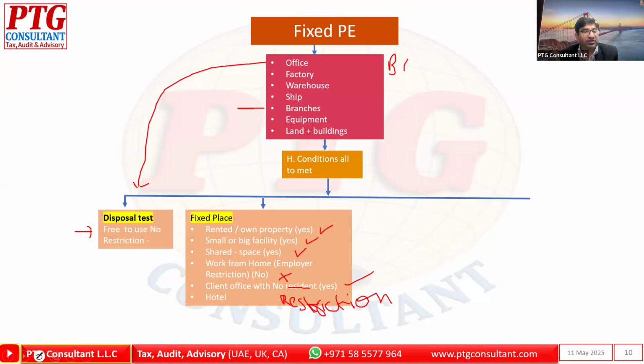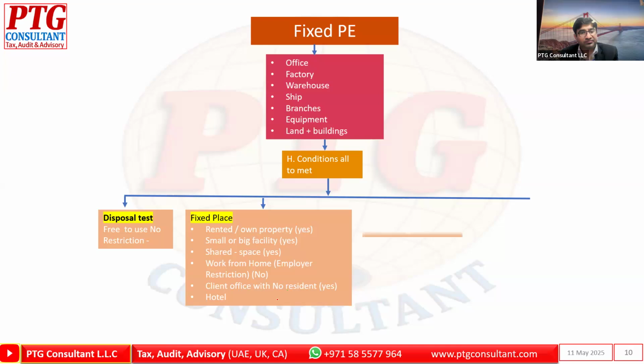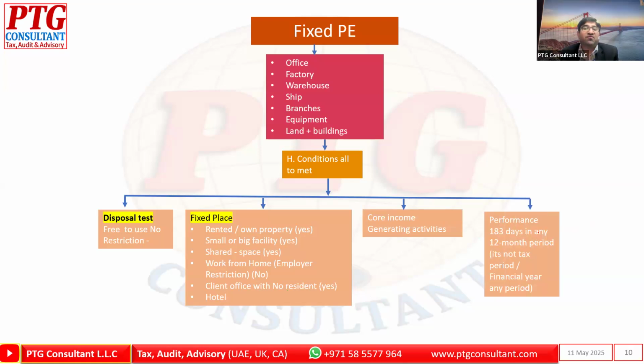Okay, now the next point. Core income generating activity. This is another condition that we have to see. We already know what the core income generating activity is. Next is performing 180 days in a 12-month period, or 6 months. We are using the word 6 months, and Article 14 is also using 6 months.